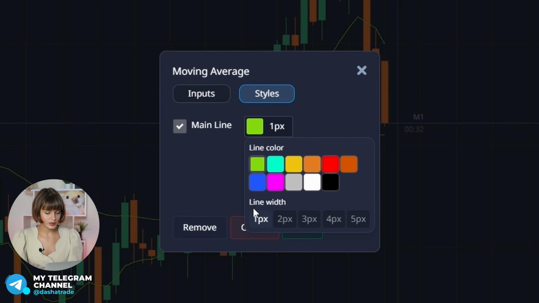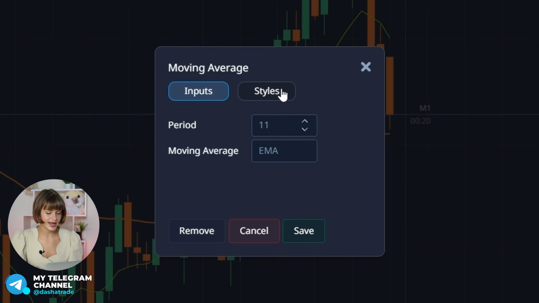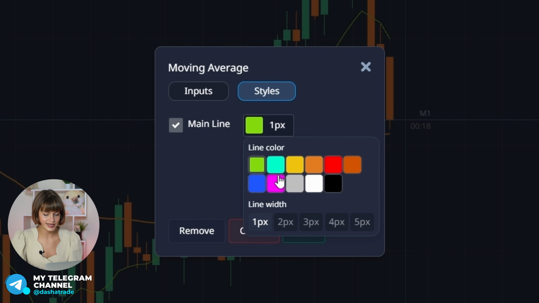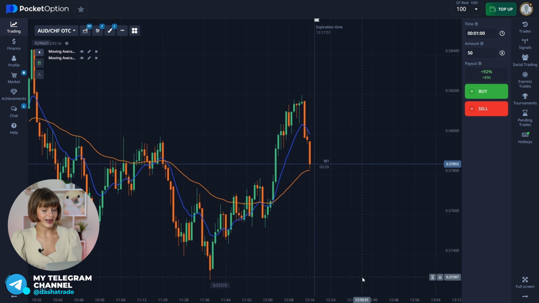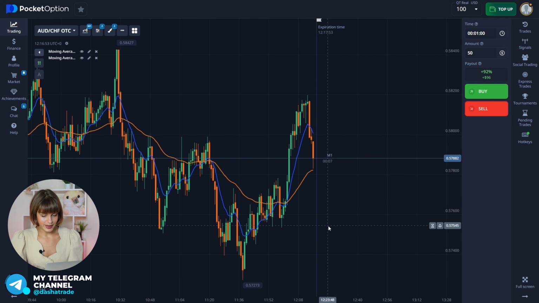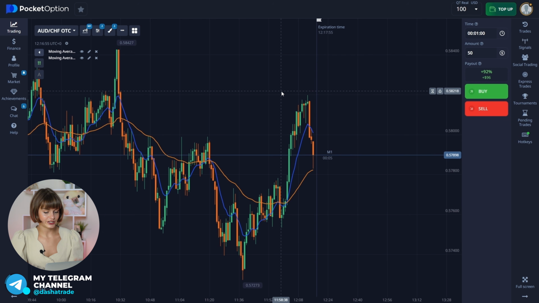However, in styles, we add an extra pixel to each line and we set a different color for the main line. We also set a different color for the first line so that we can see it more clearly. So now, let's figure out what our strategy is based on when trading with this indicator.